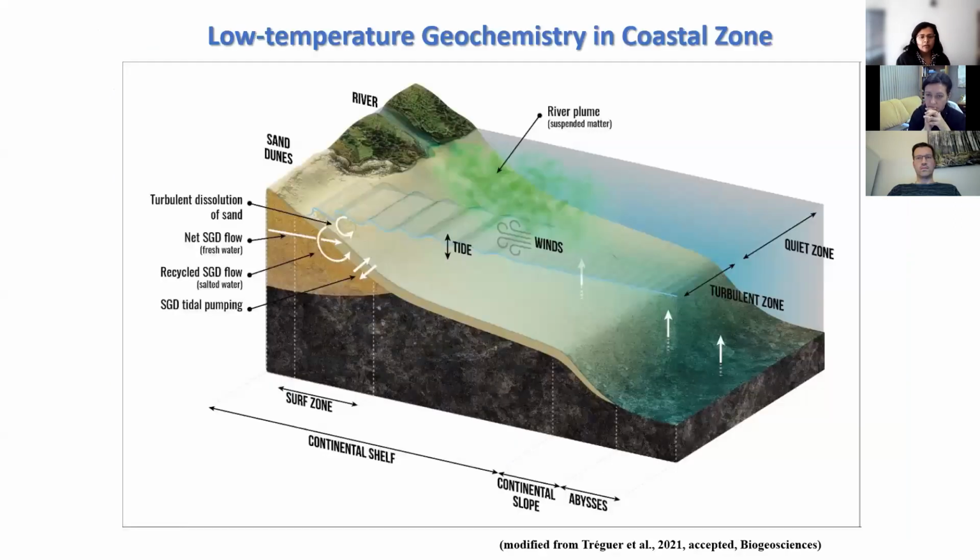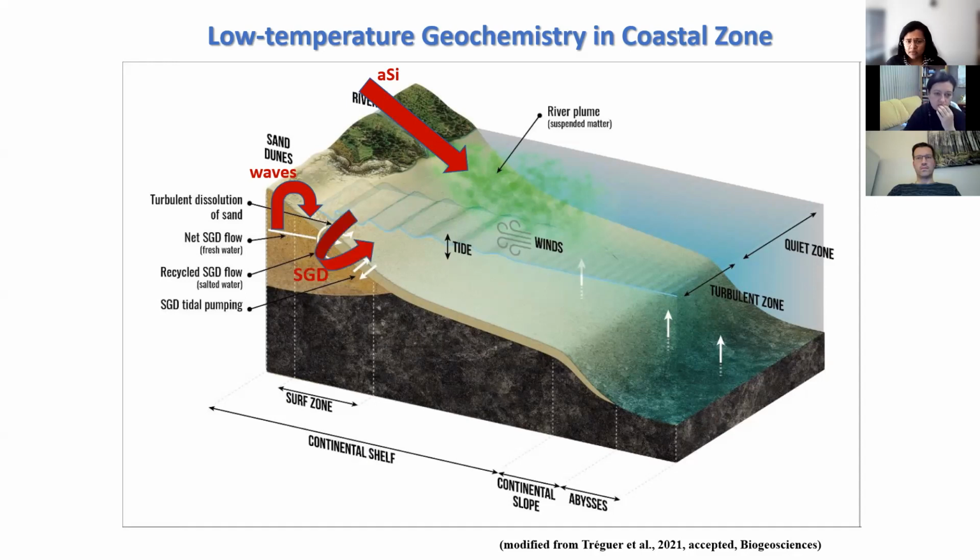And I want to emphasize again how important the low temperature geochemistry in the coastal zone is to the silica cycle. You've got amorphous silica inputs from rivers. You've got wave action that's perturbing these sands and likely dissolving some of this material, SGD flux, and this movement of water that modifies this material. You've got low temperature weathering of any material that escapes dissolution along the salinity gradient, settles to the shallow seabed, and then continues to dissolve.